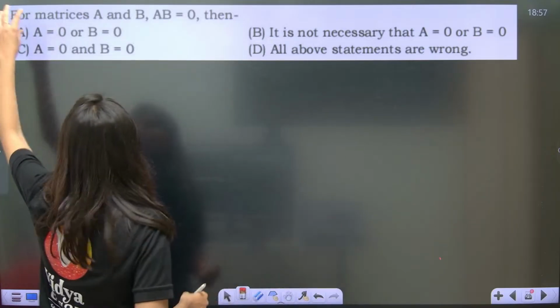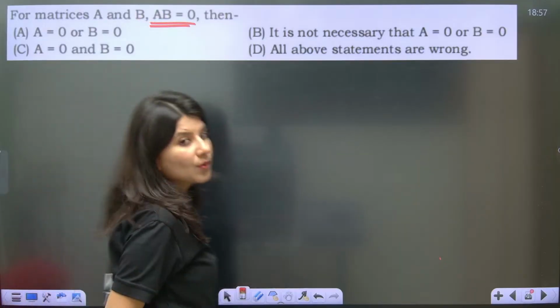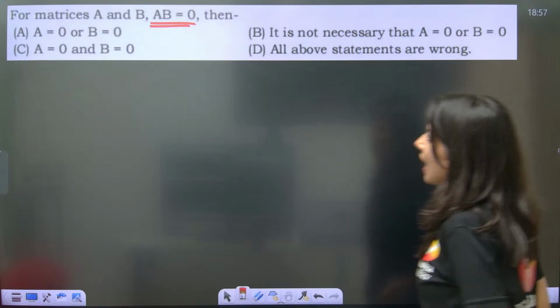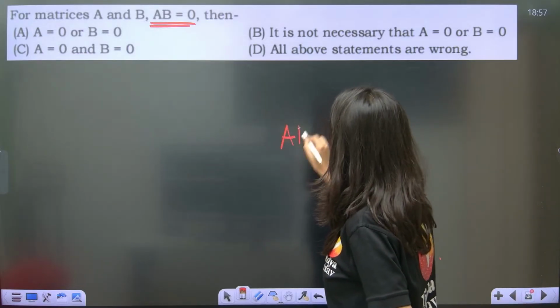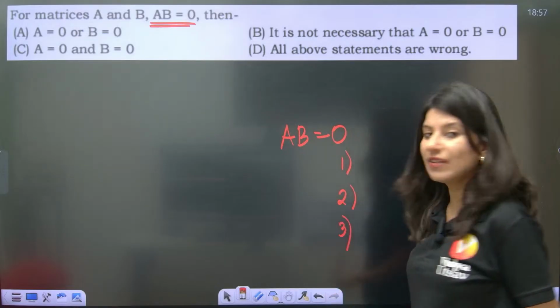Okay, so for matrices A and B, AB is equal to 0. Now, if AB is equal to 0, you know what? There are 3 conditions when AB is 0.